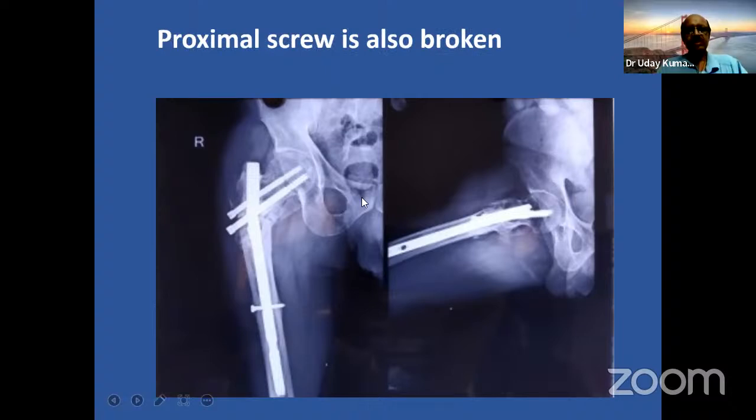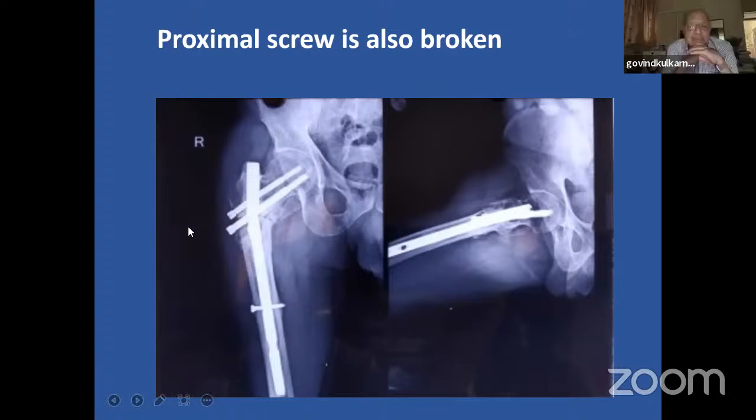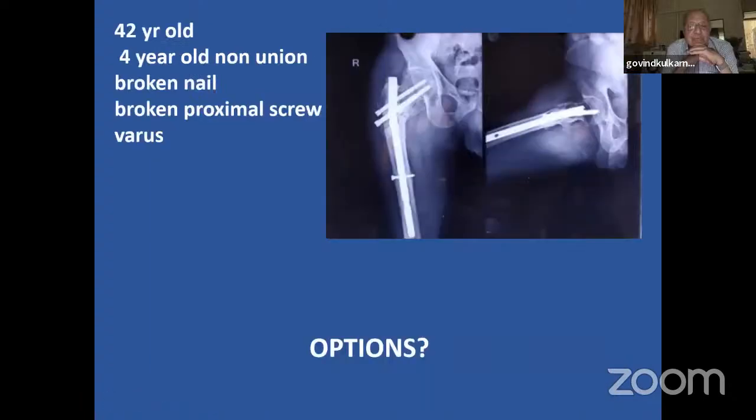Sir, in this case, we traced the proximal screw. We found that even this is not in alignment, so we suspected that the proximal screw is also broken. So this was the problem. He was a 36-year-old with a 4-year-old non-union. He has a broken nail, a broken proximal screw, and varus of the proximal femur.